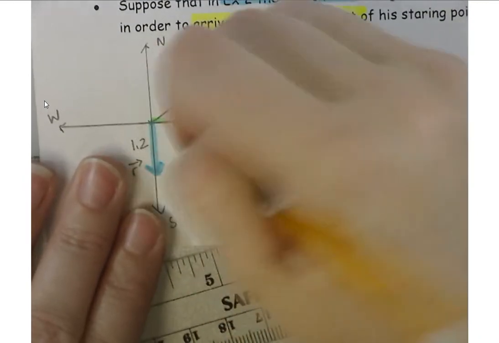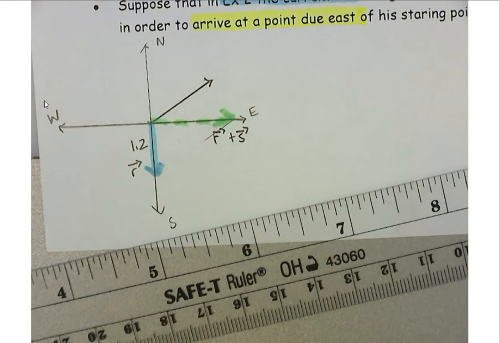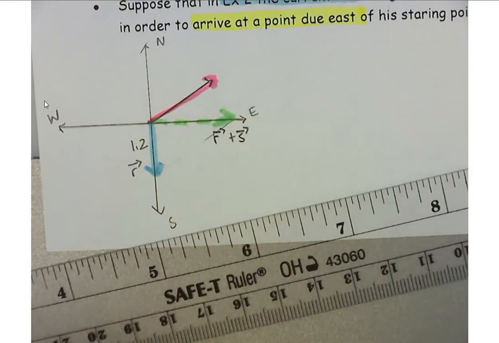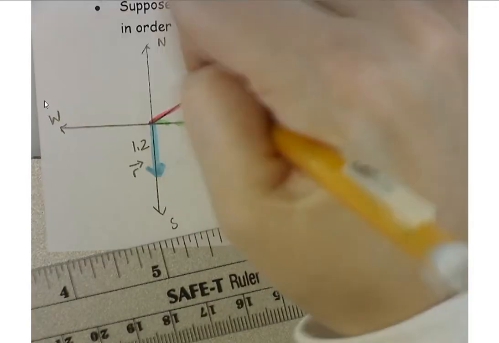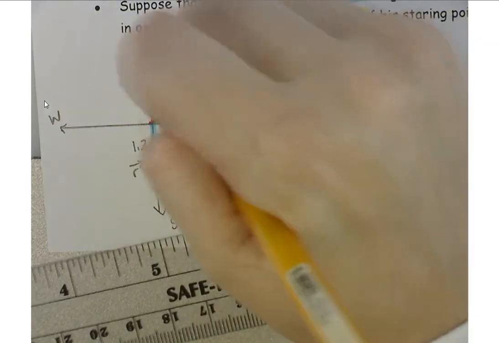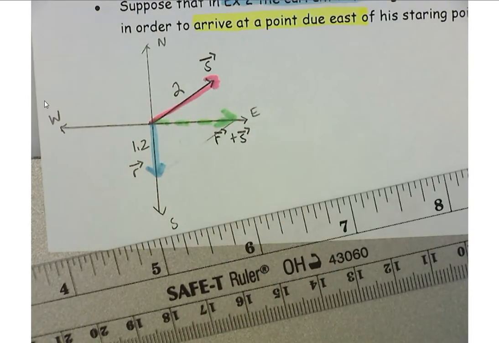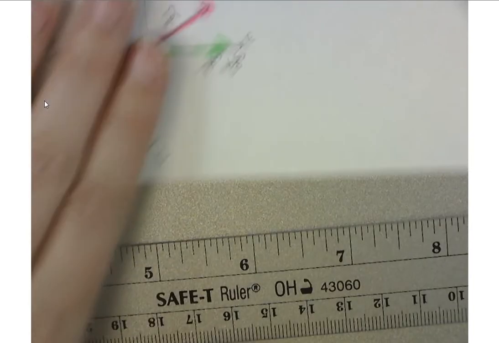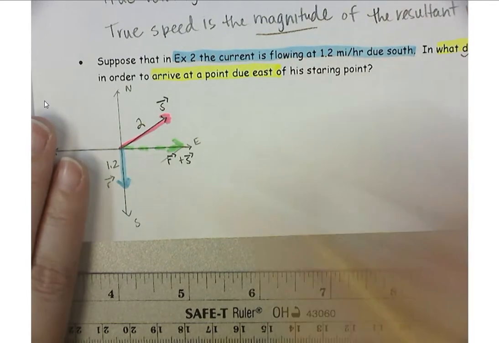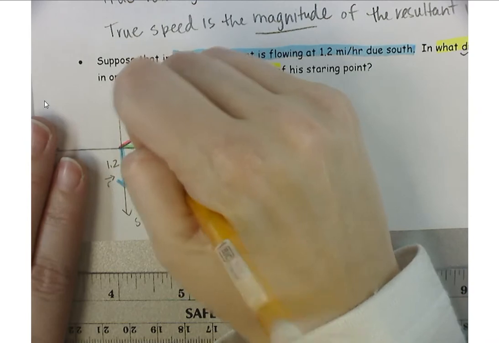Okay, and I don't have to have that there. I just have my swimmer, who is going 2 miles an hour. Okay, so now when you're trying to find the direction, you're trying to find theta. This is going to be my theta.